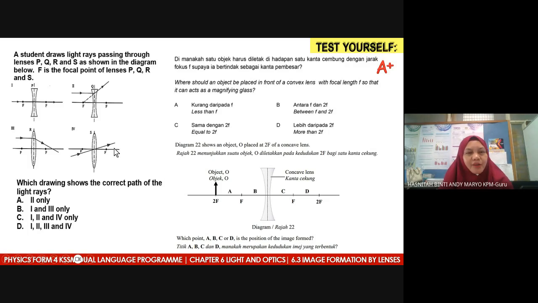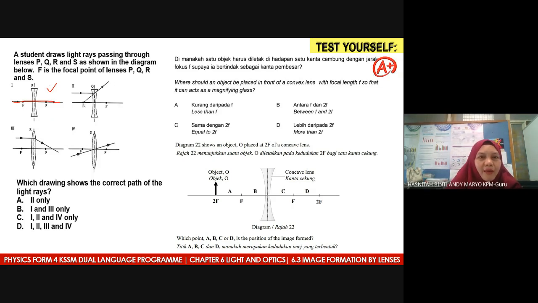Okay, anyone, you may share your answer. Is it A, 2 only? Or B, 1 and 3? Is it C, 1, 2, and 4? Or D, 1, 2, 3, and 4? So we can check one by one. Okay, look at the first one. Correct or not? Now the light ray travels exactly along the principal axis. So what happens? It will continue to travel in a straight line, no refraction. So this one is correct. Number 1 is correct.